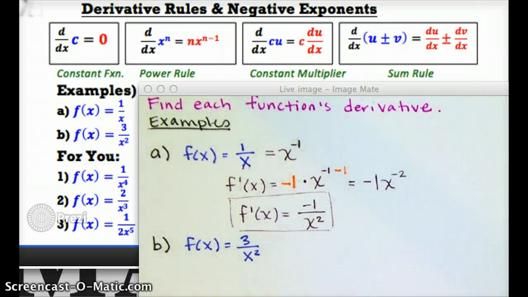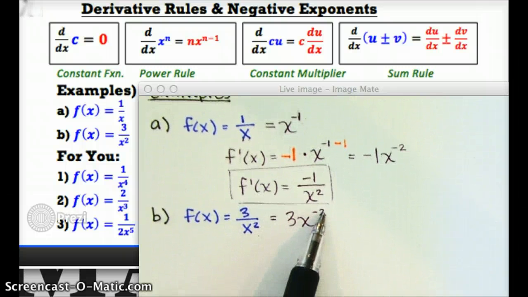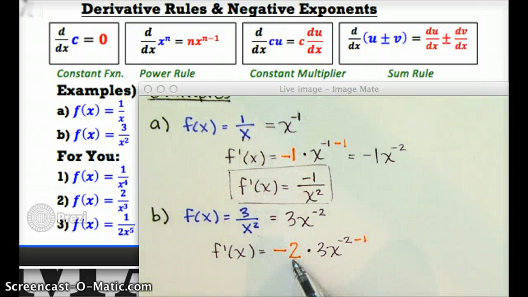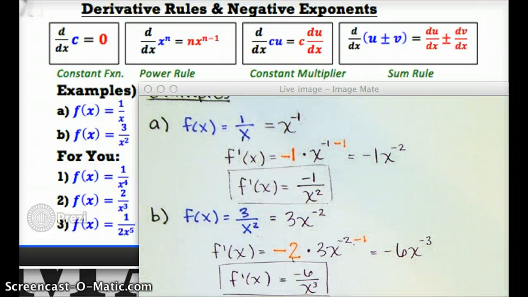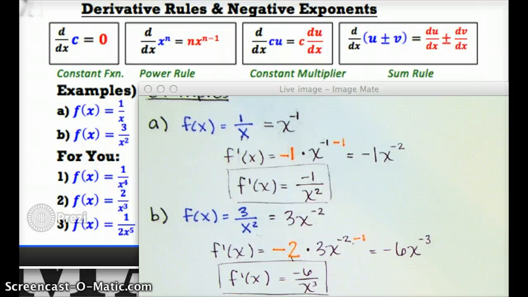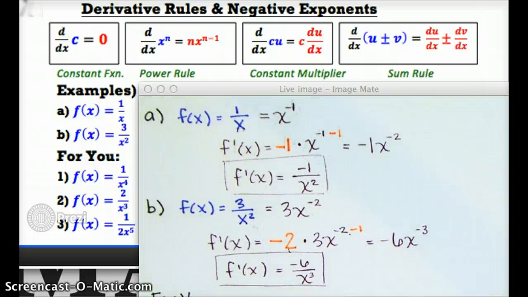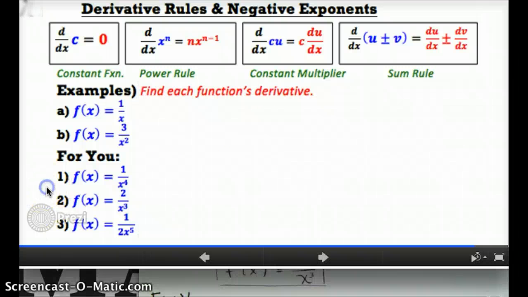We can do the same thing on the second one. We would just change the x squared on the bottom to a x to the negative 2 power. Then we follow the derivative rules, multiply the exponent, and subtract 1, which gives us a derivative of negative 6x to the negative 3. But the best way to write that final answer would be as negative 6 over x cubed. Follow my examples and do the 3 for you. When you press play, I'll show you my work.